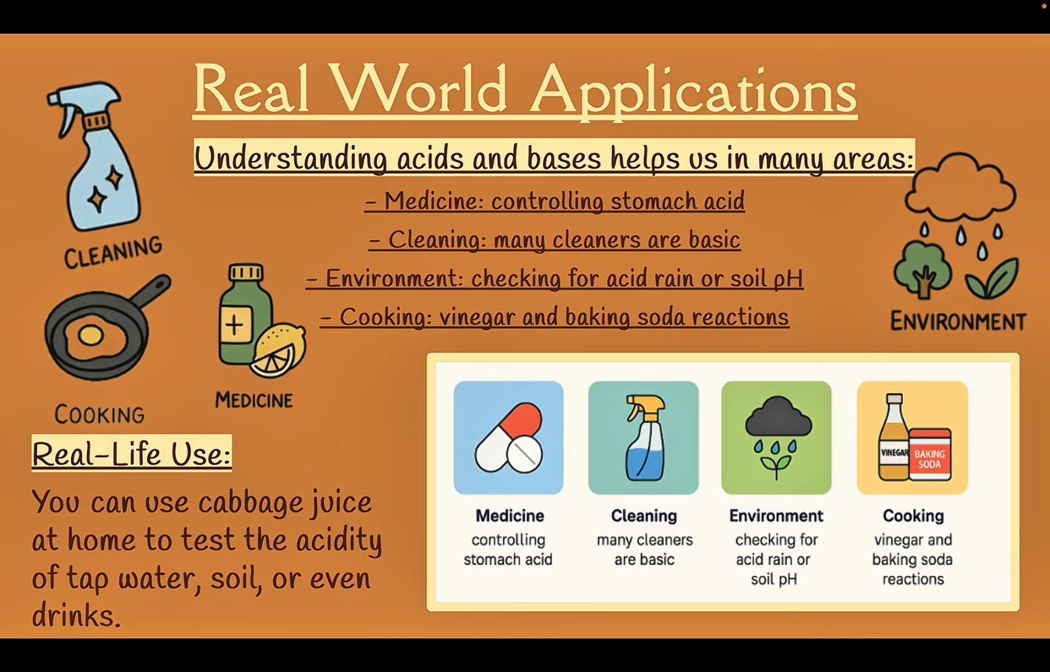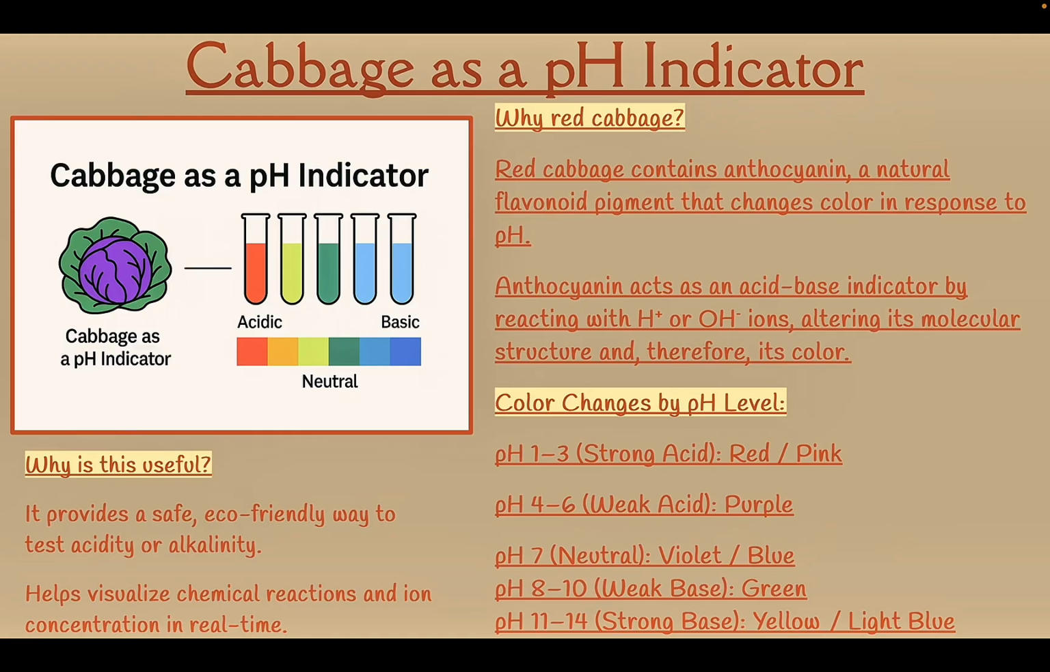A pH of 1 through 3, which we considered a strong acid, would have the color red and pink. pHs of 4 through 6 are weak acids and typically have a color of purple. pH 7, which is neutral, would be violet or blue, and a pH of 8 through 10, which would be considered weak base, is green usually. And lastly, a pH of 11 through 14, which would be considered a strong base, would usually have the colors yellow and light blue.